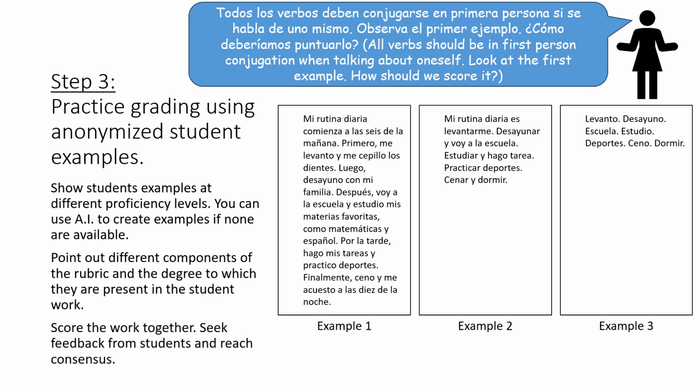Finally, score the work together. Seek feedback from your students and try to reach consensus, but remember, as the content area expert in the room, you'll want to model the grading process at least to some extent. This would be a really good place for a think aloud to share your reasoning as you grade the different tiered examples.